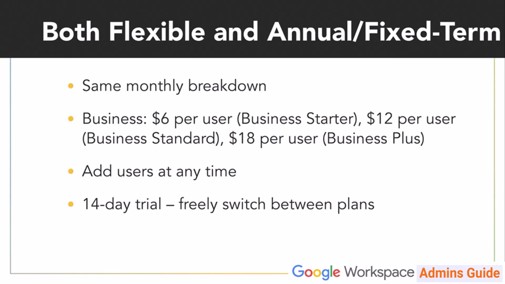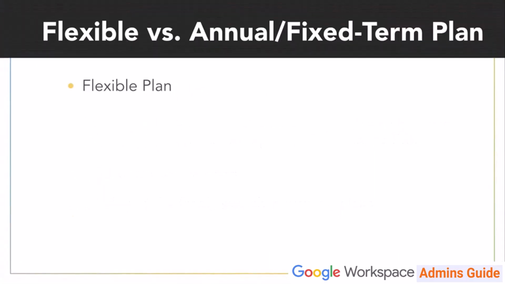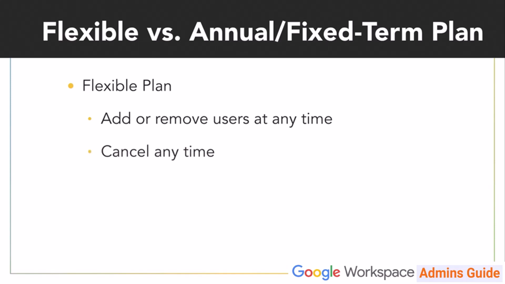As indicated by the name, the Flexible plan is designed for organizations with a variable number of users, providing the flexibility to add or remove users at any time, and with your monthly cost adjusting accordingly. If you remove a user between the 1st and 15th of the month, you'll only be charged for half the month. Since you're committed to only a month-by-month contract, should you no longer wish to use Workspace, you can cancel at any time without penalty.